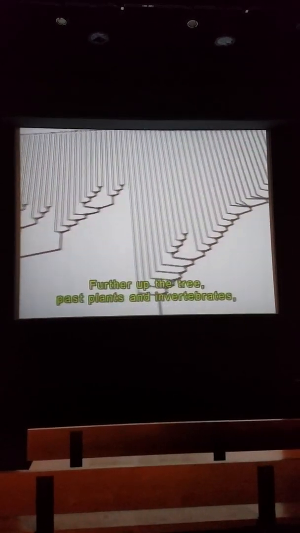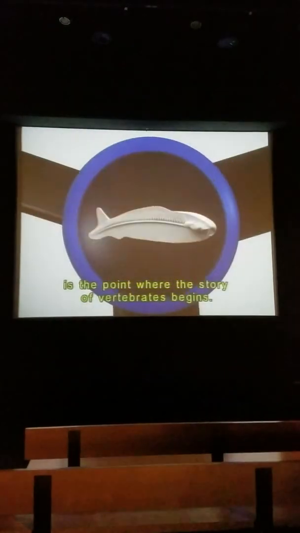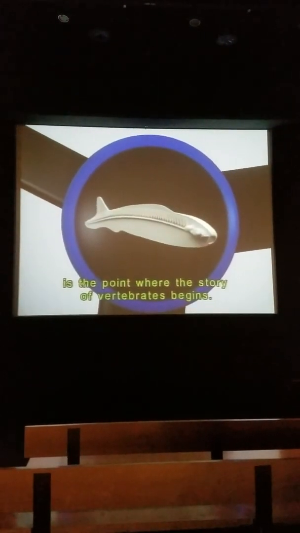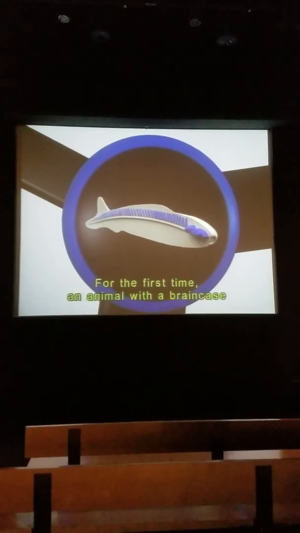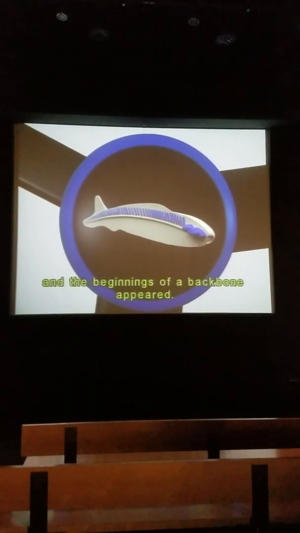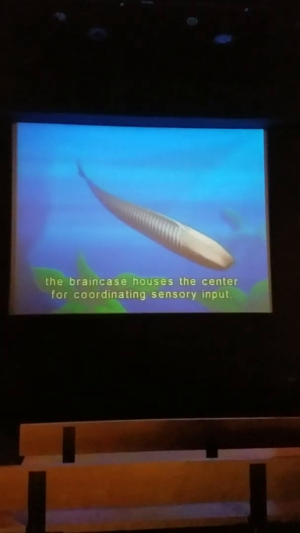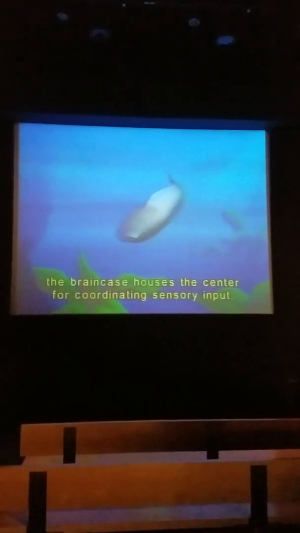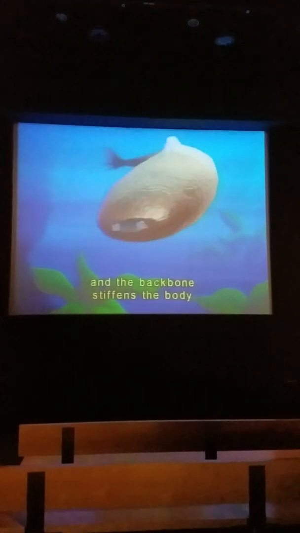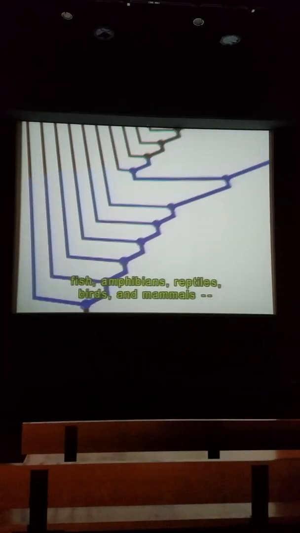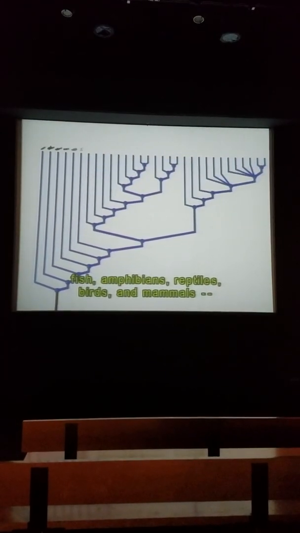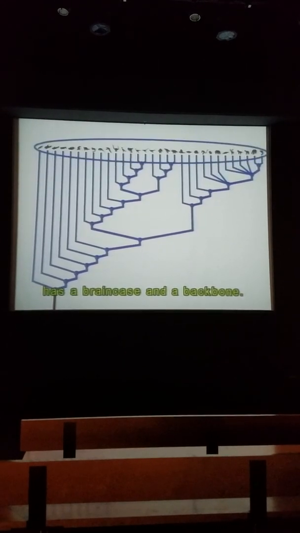Further up the tree, past plants and invertebrates, about 500 million years ago, is the point where the story of vertebrates begins. For the first time, an animal with a brain case and the beginnings of a backbone appeared. Their vital features: the brain case houses the center for coordinating sensory input, and the backbone stiffens the body and provides strong support for muscles. Everything above this point, fish, amphibians, reptiles, birds, and mammals, has a brain case and a backbone.